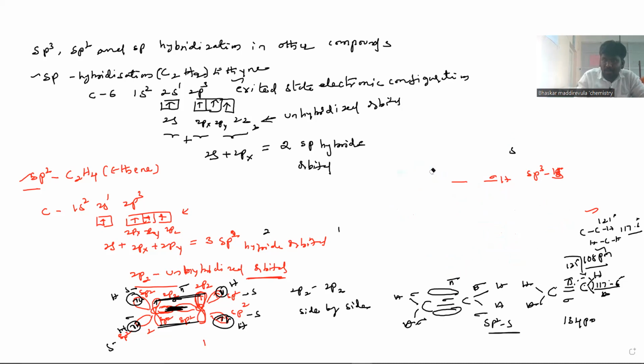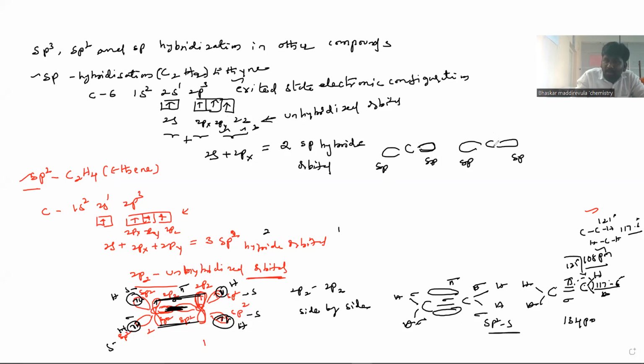You can see here how they will orient. Around each carbon there are two sp orbitals. Here also you can see the two sp orbitals. Along with that, you can see the two unhybridized orbitals, 2py and 2pz.